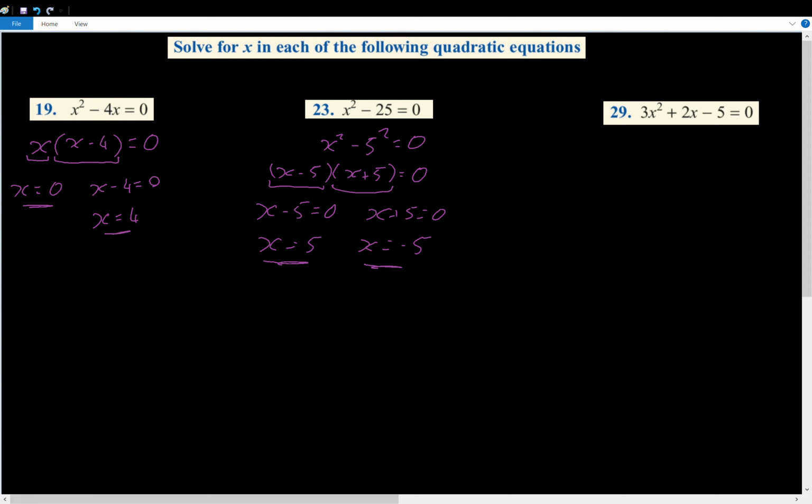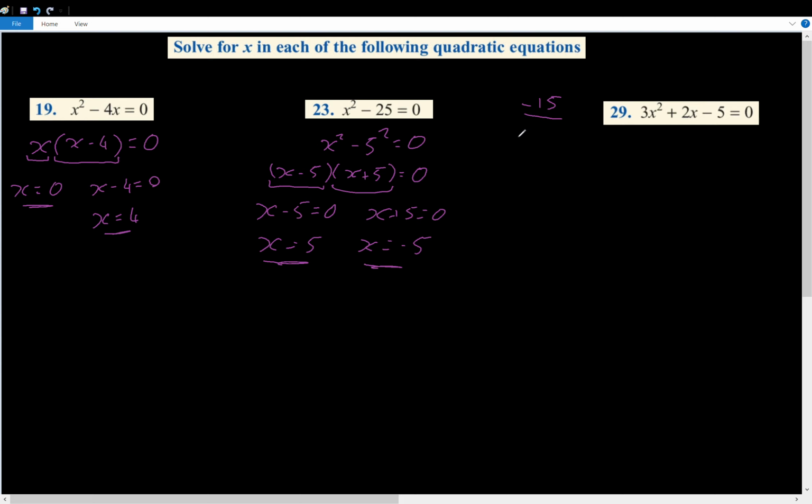Now factorizing 29 is going to be a little bit more awkward, but not impossible. The easiest way to factorize a quadratic trinomial where we have a number in front of our x squared is we turn it into a factorizing by grouping. And the way we do that is we first multiply the number in front of x squared by the constant at the end. So we're going to multiply 3 by minus 5, and we're going to get minus 15. And now what we need from this minus 15 is factors of minus 15 that will sum to give us plus 2, which is our number in the middle of our expression here.